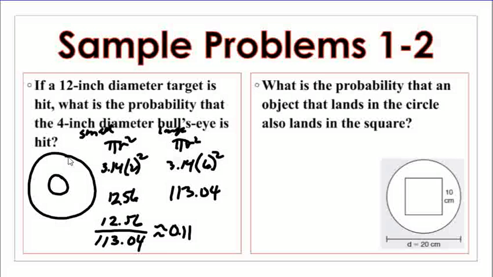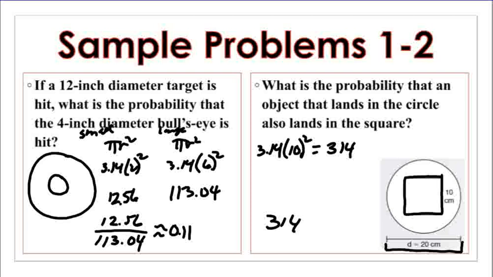The second one, what is the probability that an object that lands in the circle also lands in the square? So really they're asking you of it landing in the square, so landing in both shapes. So first we're going to find the area of the circle. The diameter is 20, as it tells us right here, so that means the radius has to be 10. So we have 3.14 times 10 squared, which will give us 314.